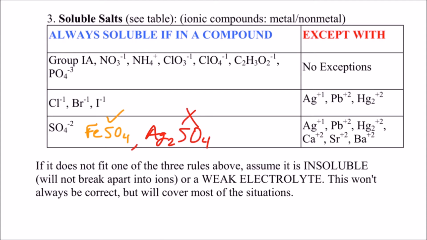So pretty easy. You're going to need to memorize the strong acid rule, the strong base rule, and your soluble salts rules. That's this whole table with the exceptions. Now, if it doesn't fit any of the rules that we just discussed, then you're going to assume that it's insoluble, meaning it will not dissolve in water. It's not going to break up into the ions, and therefore it is a non-electrolyte, or sometimes a weak electrolyte. Now, it's not always correct to make that assumption, but for the purposes of this class, it will be. All right.